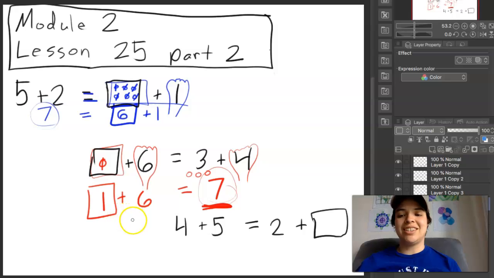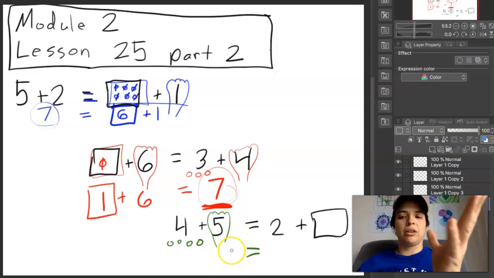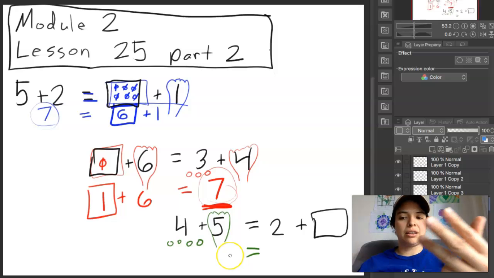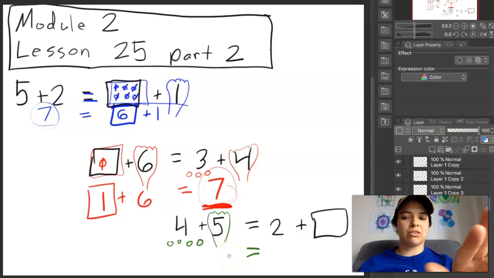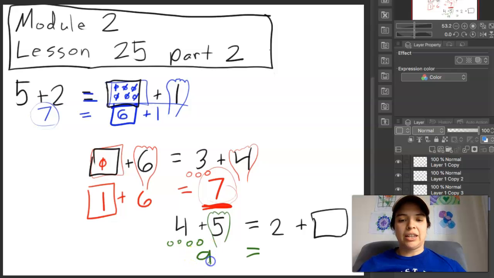And 7 is the same as 7. Nice job. Alrighty, our 4 times? Okay, so here we go. 5, 6, 7, 8, 9. There are my 4 fingers. Count it on. And we got to 9.